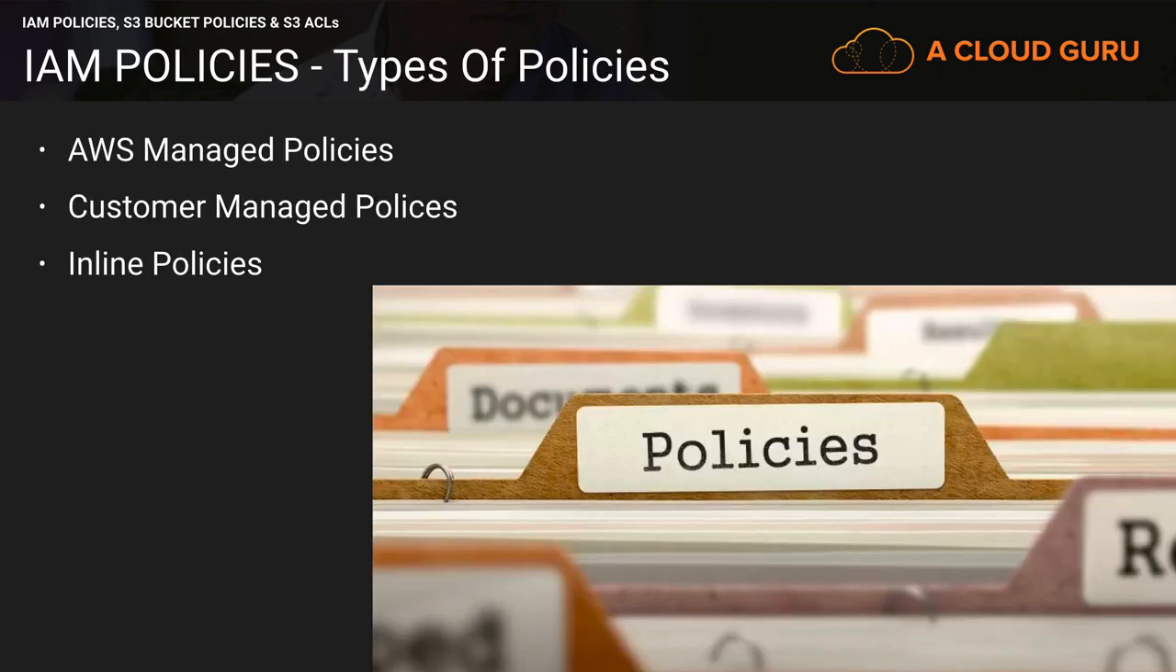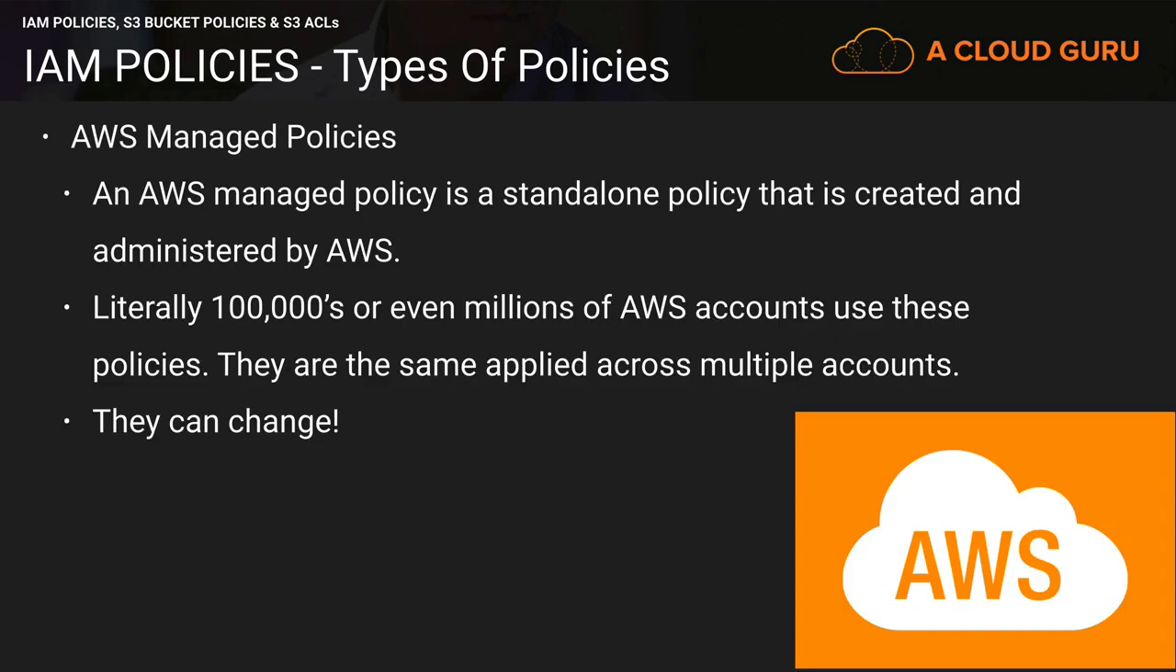So what are the three different types of policies? Well, we have AWS managed policies, we have customer managed policies, and then we have inline policies. So let's start with AWS managed policies. An AWS managed policy is basically a standalone policy that's created and administered by AWS. So you do not write these at all. AWS writes them for you. They'll have an Amazon Resource Name that everyone uses. So these policies are shared across literally hundreds of thousands or millions of AWS accounts, and they are the same policy applied across multiple accounts.